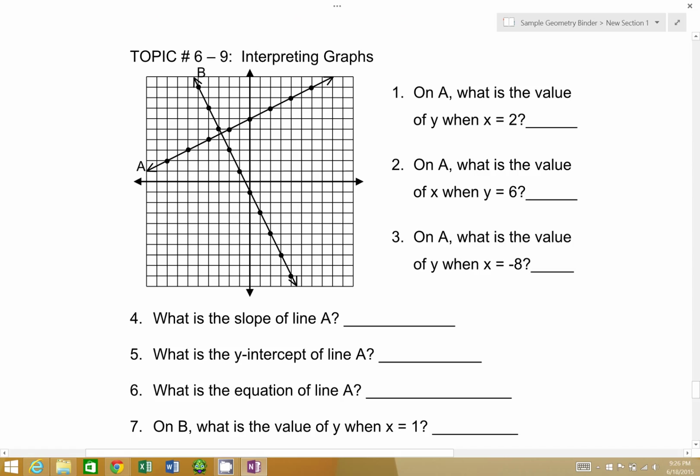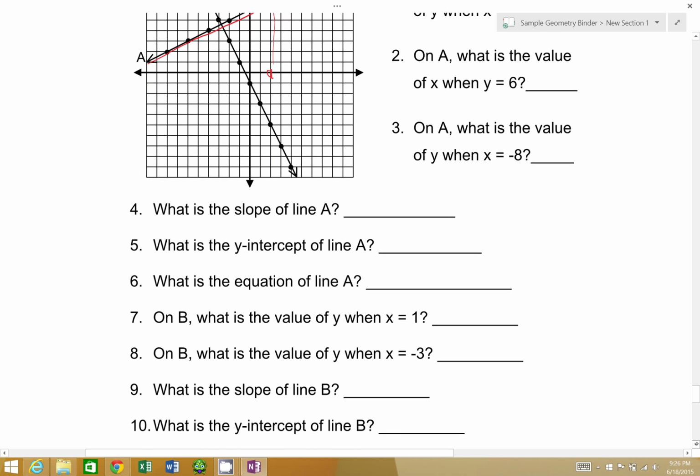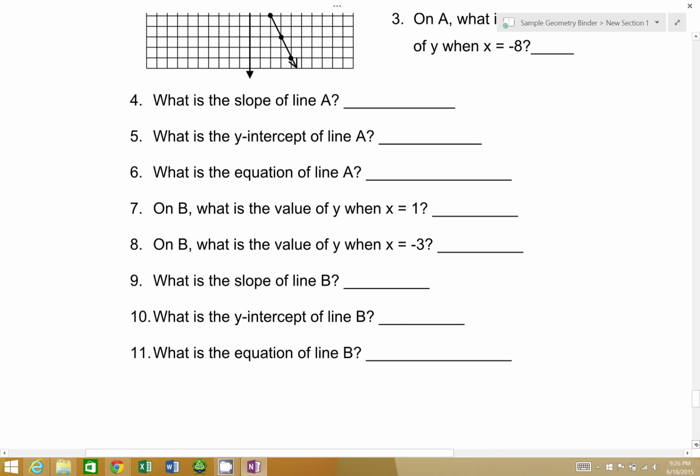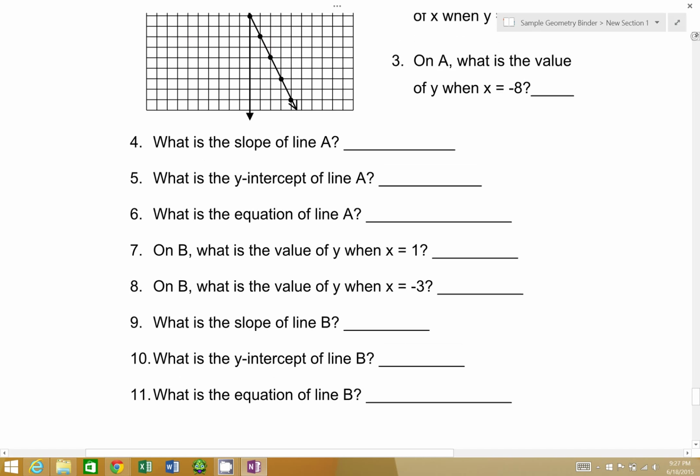So I look at this line right here, and I'm looking for when x equals 2, which is right here. And I just simply go up. And it's 1, 2, 3, 4, 5, 6, 7. All right? So you kind of see what we're doing there. Let's press pause and see if you can do 2 through 11 on your own. If you don't get 6 and 11, that's fine. Skip over them. Don't spend a lot of time on them. We'll practice those when we get back. So go ahead, press pause.